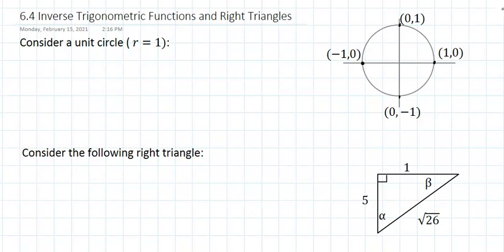Section 6.4 talks about inverse trigonometric functions and right triangles, something that we're going to talk about again in chapter 5 in full detail. For now, we're going to scratch the surface for what we need. So consider a unit circle.